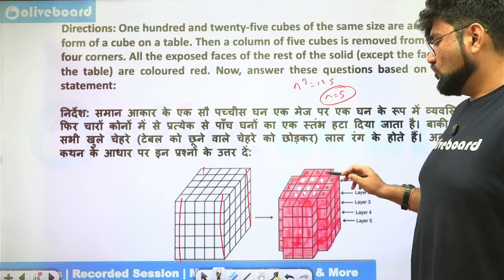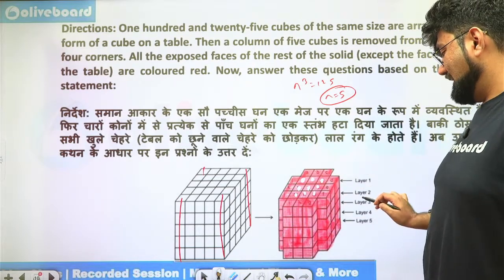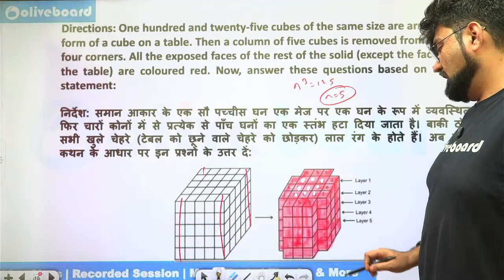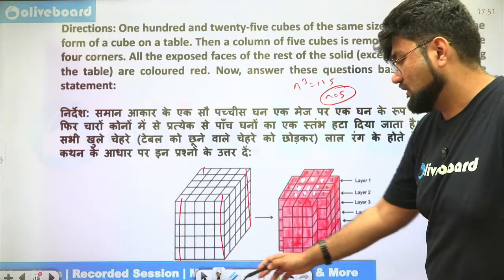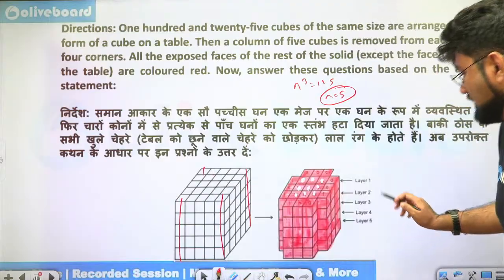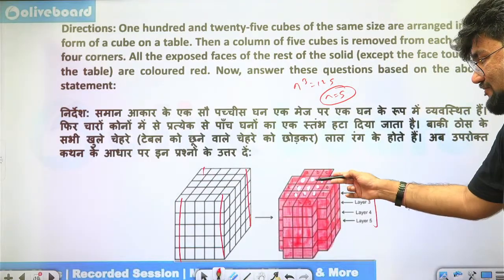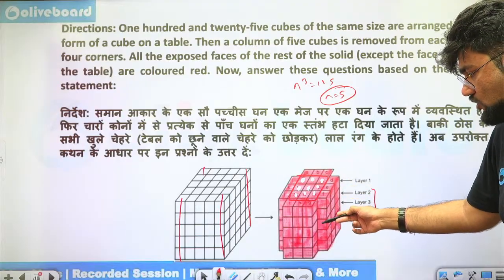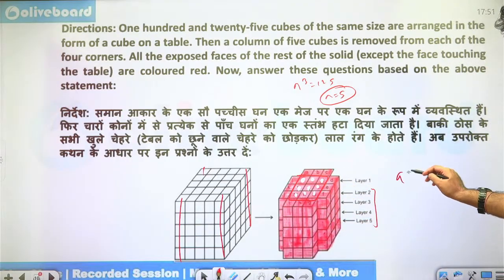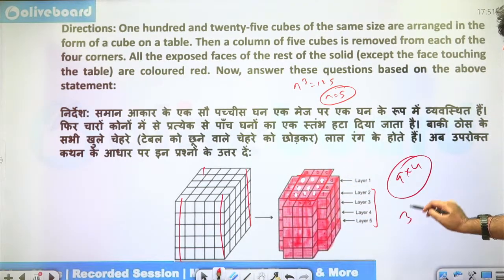For these 9 cubes, the first layer, layer 1 is okay, but layer 2, layer 3, layer 4 and layer 5 also, because the bottom is also uncolored. So inside all these cubes, layer 2, 3, 4 and 5, below these 9 cubes here, in 1, 2, 3, 4 layers will all be uncolored. So the answer comes out to be 36.